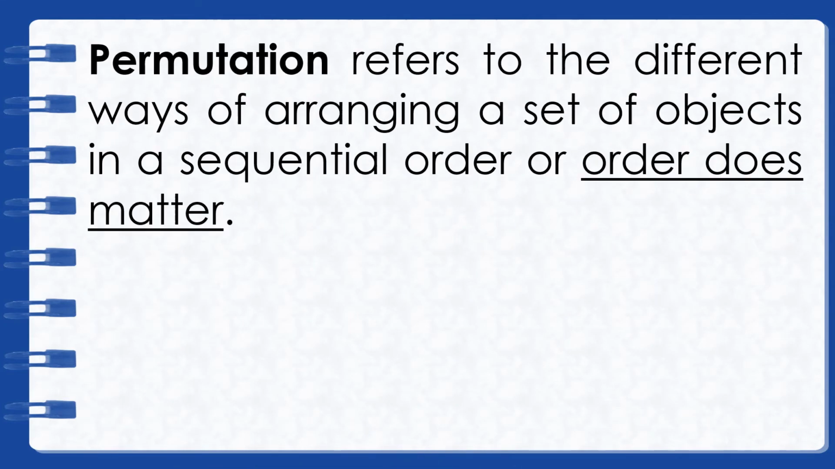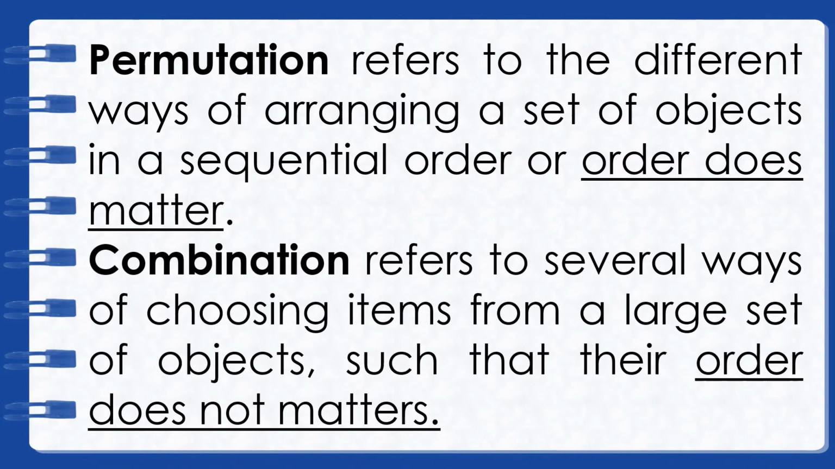Before we start the discussion, let us recall what is a permutation and a combination. Permutation refers to the different ways of arranging a set of objects in a sequential order, or order does matter, while combination refers to several ways of choosing items from a large set of objects such that their order does not matter. For now, let us give the examples for permutation and combination.